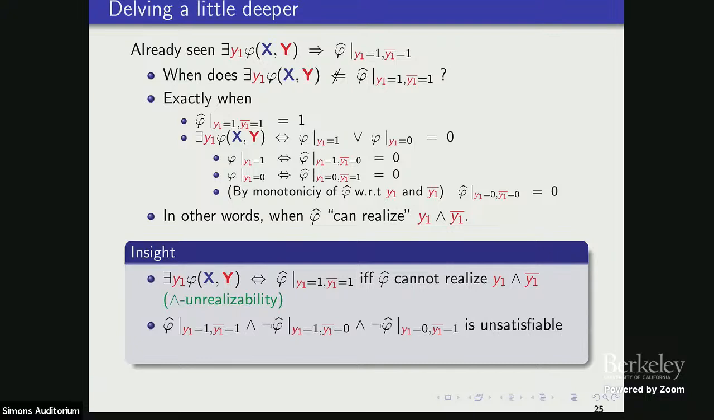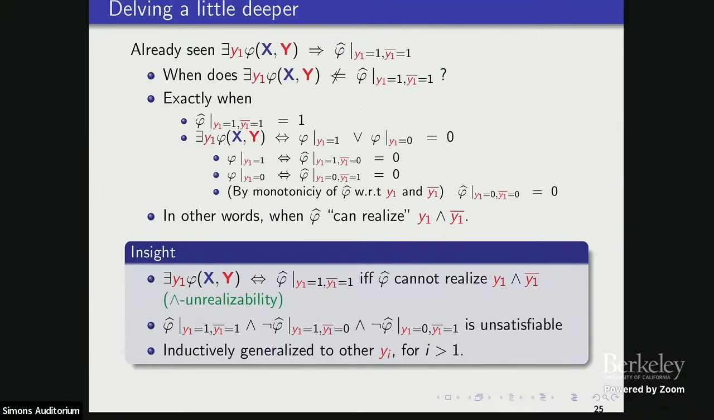And this was for one variable, and I can now do this inductively for the other variables because I'm quantifying them in sequence, right? So if this holds for this variable, then I can get the result of quantifying out y1 by just doing the substitution. And in that, I can again check whether y2 and y2 bar is AND unrealizable. Then I can get the result of quantifying out y2 and so on. Okay.